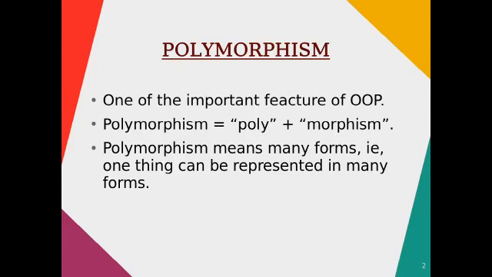Friends, polymorphism is one of the important features of object-oriented programming. It is the combination of two Greek words, poly and morphism. Poly means many and morphism means form. So polymorphism means many forms. That is, one thing can be represented in many forms. That you can call a polymorphism.